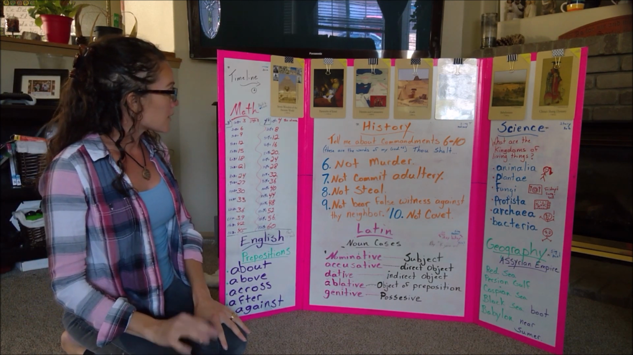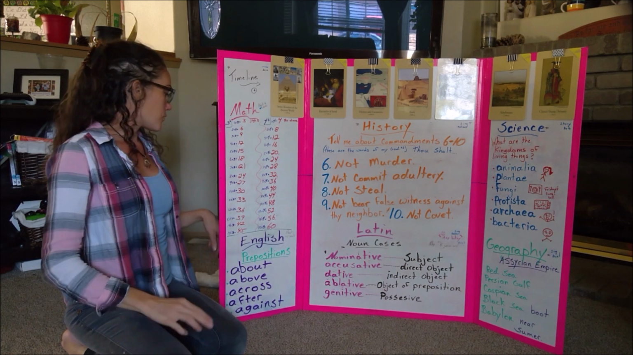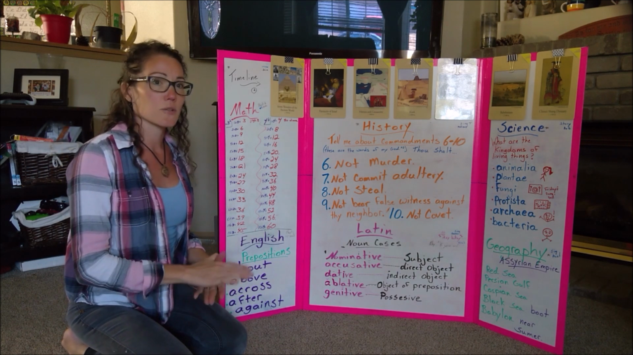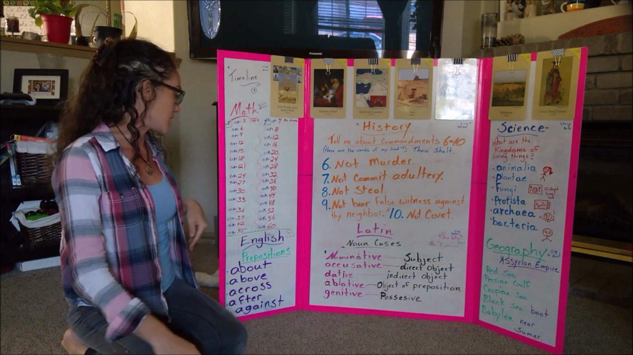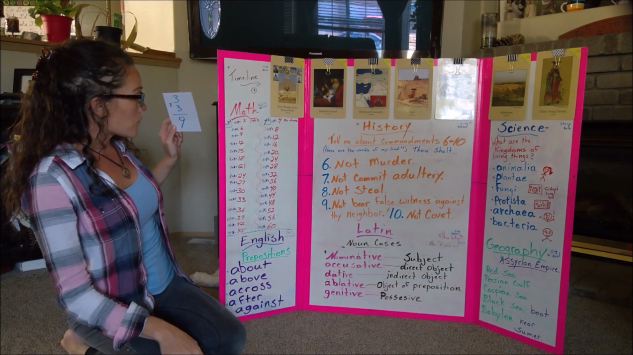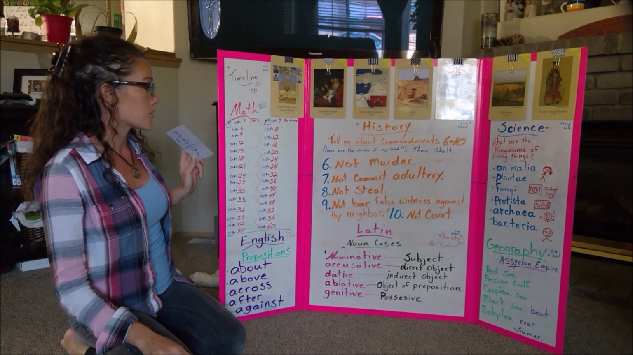Math. Skip counting the 3s and 4s. For this, because I have a mix of under 10 and over 10 in my class, we skip count and we have to do the multiplication problems with it. So I'll go through the multiplication problems. 1 times 3 is 3, 2 times 3 is 6, 3 times 3 is 9.